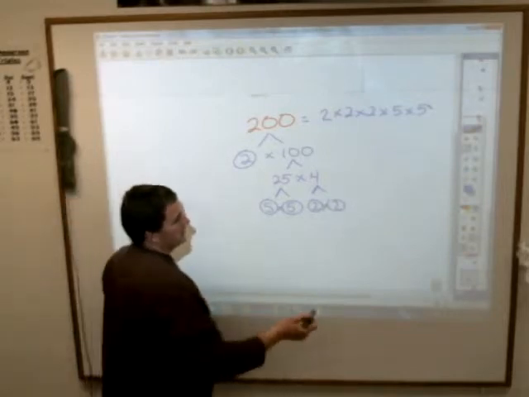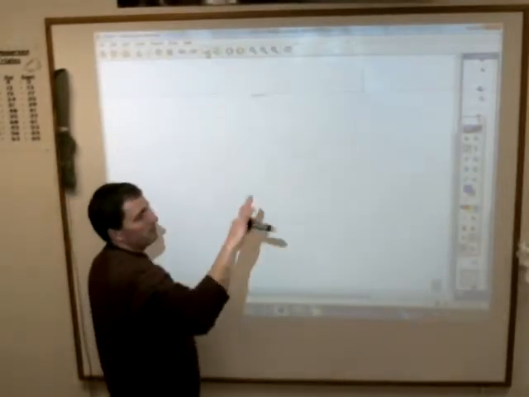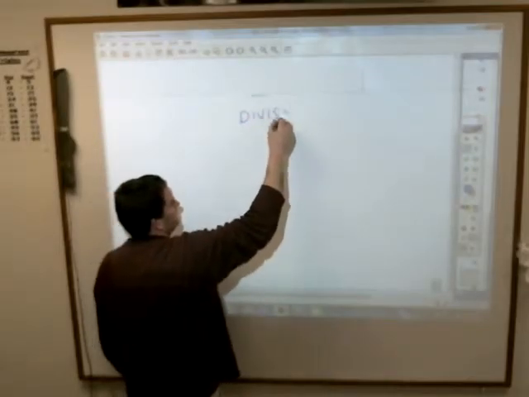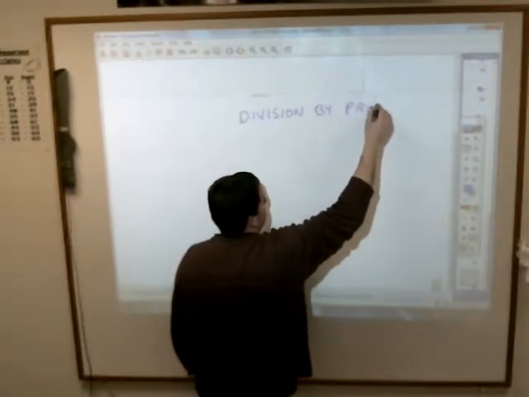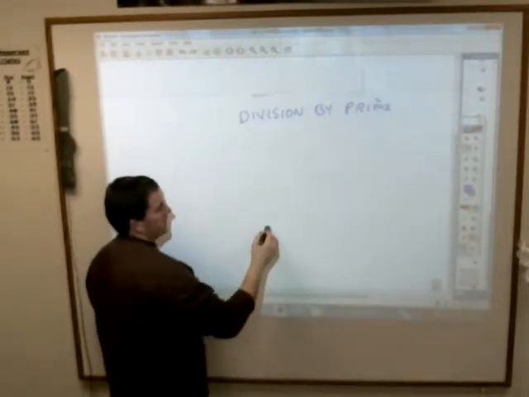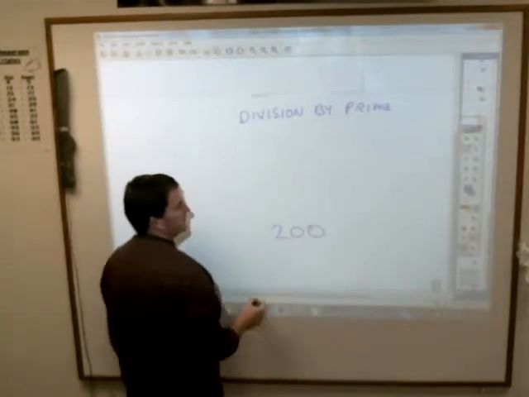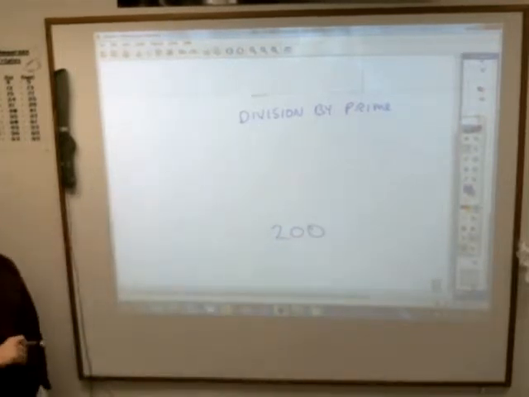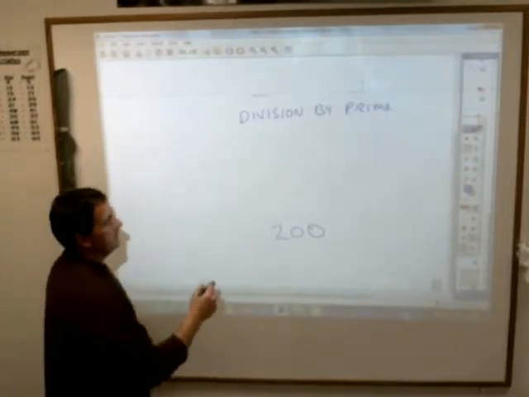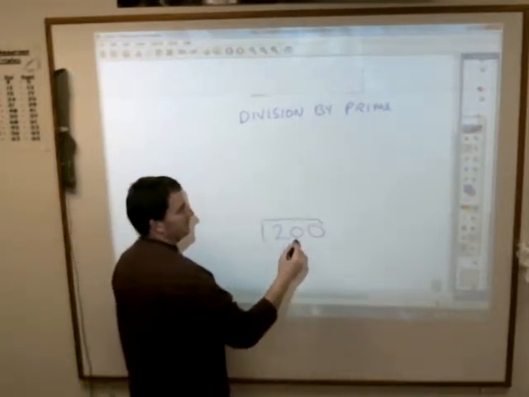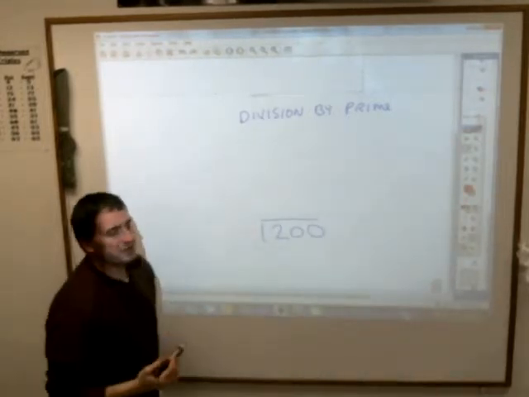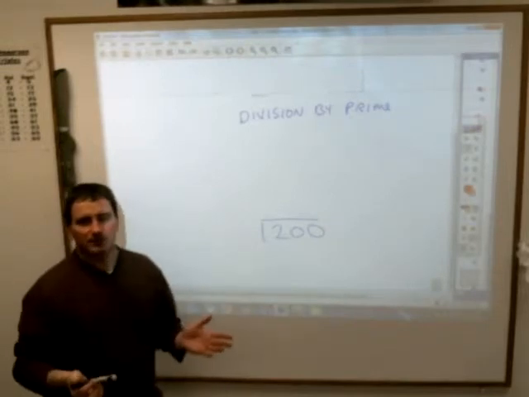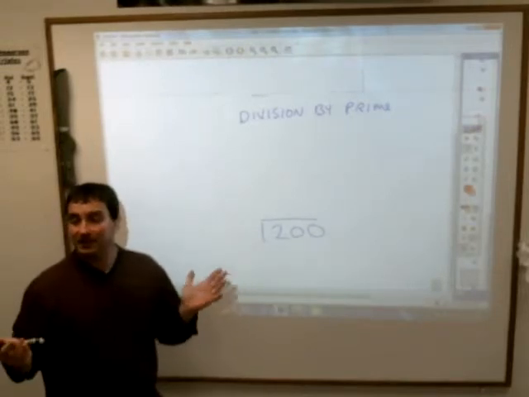Now, with that being said, ladies and gentlemen, that was one method. That's the tree method. The other method is called division by prime. You might like this one better. Division by primes is just like it says. What you're going to do is take the number and divide it by a prime number. The most obvious and the best way to do this is if it's an even number, just divide it by 2 because it's easy to cut things in half.